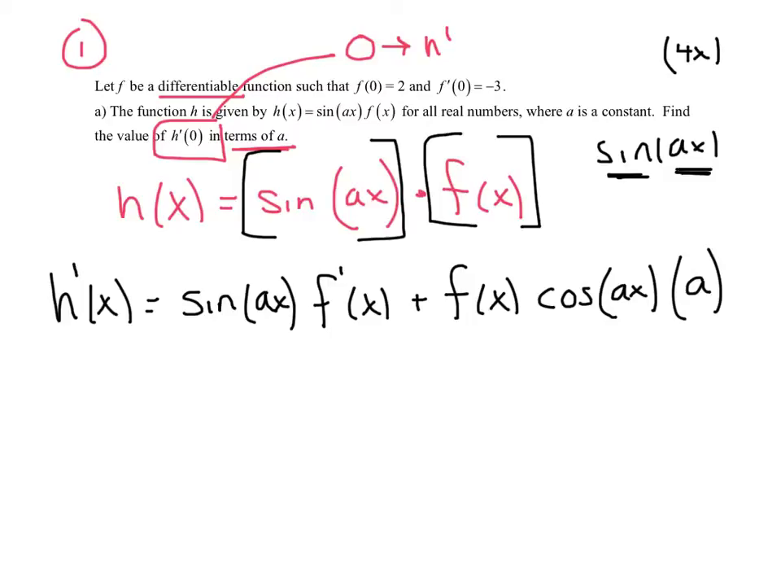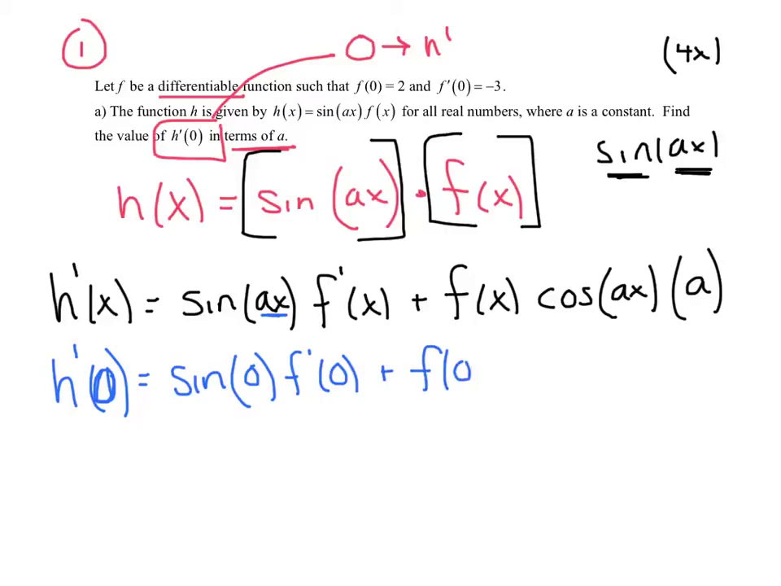At this point, I found the derivative, and I'm just going to substitute in 1 into the derivative. I'm sorry, not 1, 0 into the derivative. So I'm going to replace all of my x's with 0. So I'm going to get the sine of a times 0 is 0, times f prime of 0, plus f of 0, times the cosine of a times 0 is 0, times a.